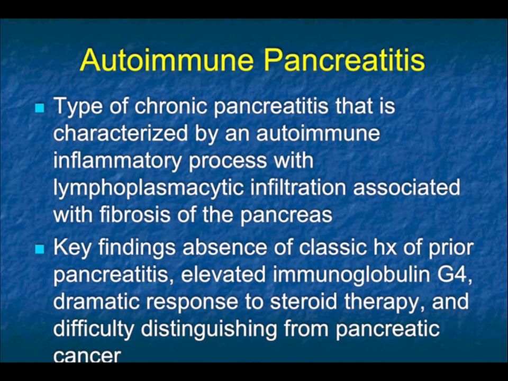And that ranges anywhere from single phase to poor injections to poor timing to all of the above. Now let's look at some errors. Autoimmune pancreatitis is something a lot's been written about. The key findings are the absence of a classic history of prior pancreatitis, elevated IgG4 levels with dramatic response to steroid therapy. Again, the challenge is both clinically and imaging-wise, it could look like pancreatic cancer.